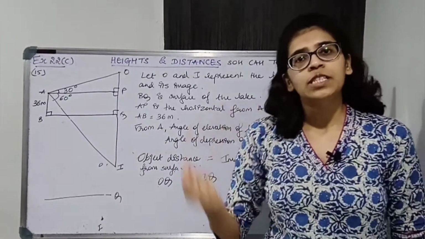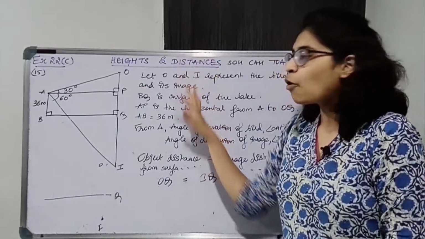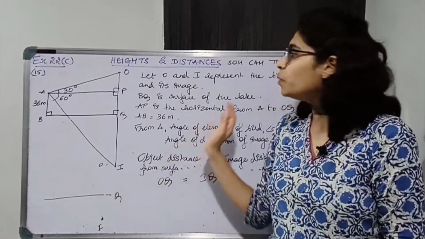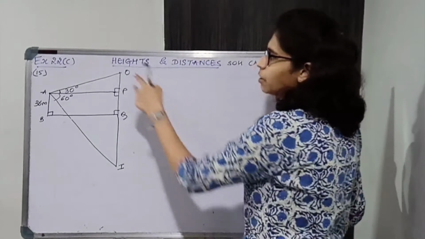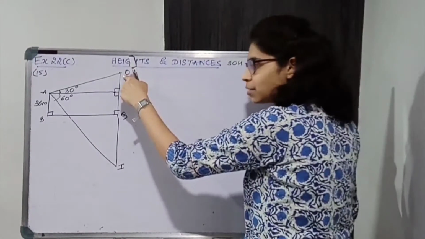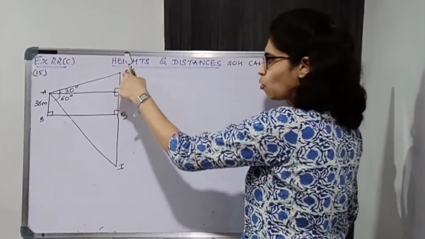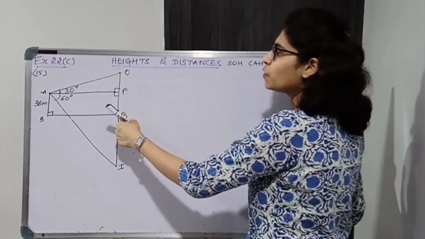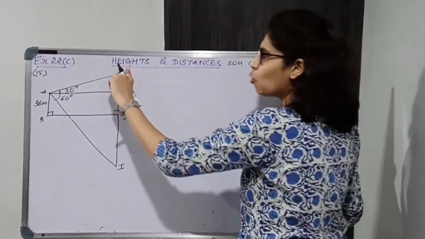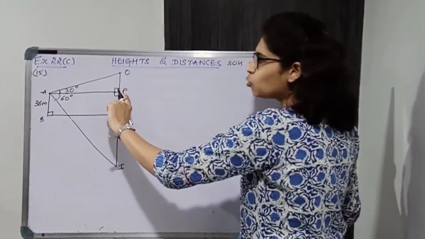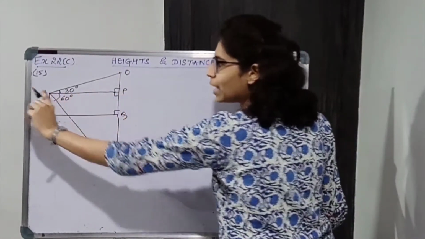Now we'll proceed with the solution. Okay, so now we have all the information. Now we'll start with the solution. We need to find the height of the object, that is the bird, from the surface of the lake. So we have to find OQ. We cannot find OQ directly. We'll find OP and PQ. PQ we will easily get.